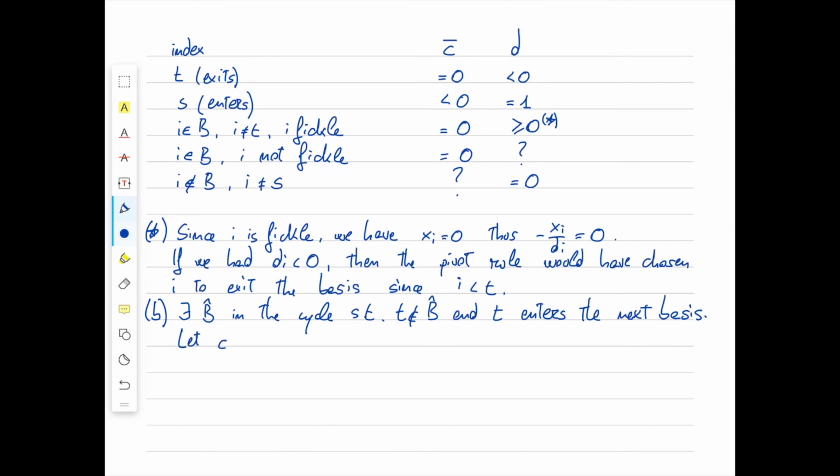Now let c hat denote the reduced costs corresponding to B hat. What I want to do now is to go back to my table and consider a new column corresponding to c hat. Since t enters the basis, we know that its component t is strictly negative. For the variables i in B that are not fickle, we know that they're also in B hat, therefore the reduced cost is 0. Then for the last row, I don't care, so I'm just going to put a question mark.